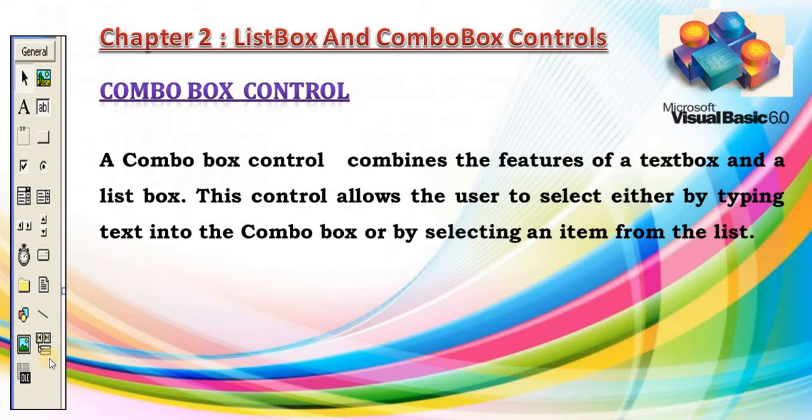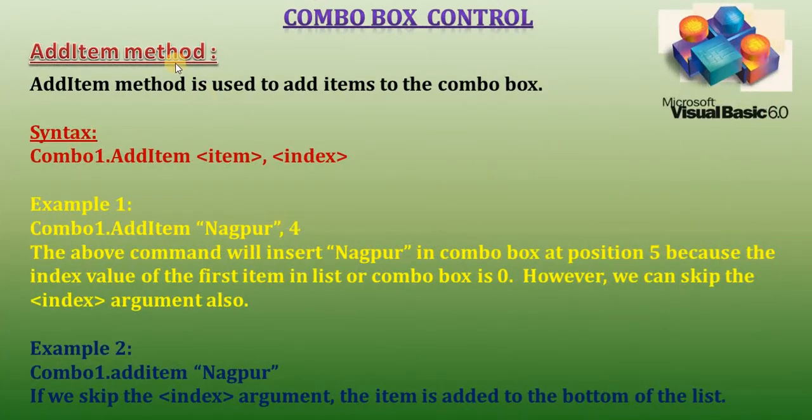Now let us discuss the methods of combo box. Here we have the add item method, same as that of list box. Add item method is used to add an item to the combo box. The syntax is the combo box name dot add item, then the item which is to be added, and then the index. Now this index position is optional. Like here in this example I have written combo1 dot add item Nagpur, 4.